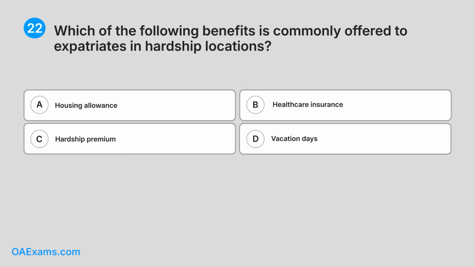22. Which of the following benefits is commonly offered to expatriates in hardship locations? A. Housing allowance, B. Healthcare insurance, C. Hardship premium, D. Vacation days. Can you guess the answer?